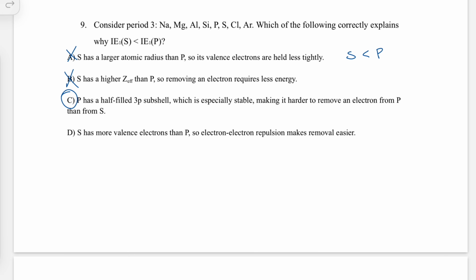And then let's look at D. S has more valence electrons than P, so electron-electron repulsion makes removal easier. So electron-electron repulsion is very weak, and it's not the main reason why it's easier to remove an electron. And this pales in comparison to the increase in effective nuclear charge from P to S. So this isn't really a valid argument because this extra electron is much weaker than the extra effective nuclear charge that S has. So this is not the answer.